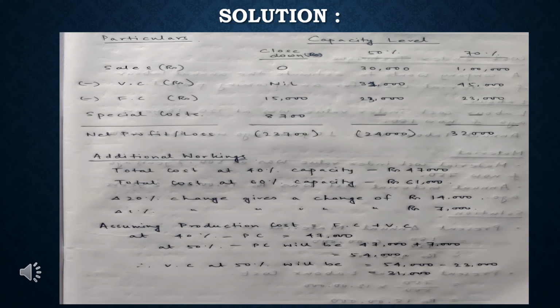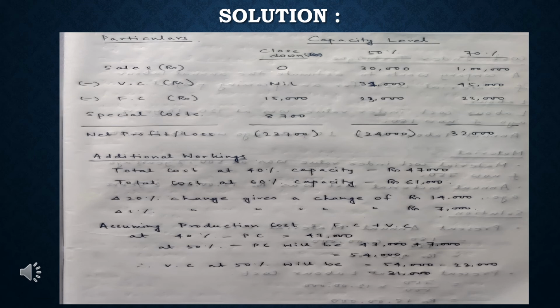Coming back to the solution of permanently closing down or keeping the organization open for a certain period of time, let's go back to the solution. If we find out the solution, the closing down net profit figure we need to consider, and the two other levels which we are considering, is at 50% and 70%. Here students, I need to mention one thing: I have taken 50% and 70% to represent the midpoint and the maximum point of the production capacity.